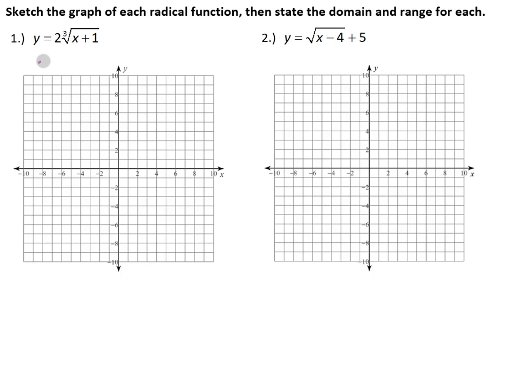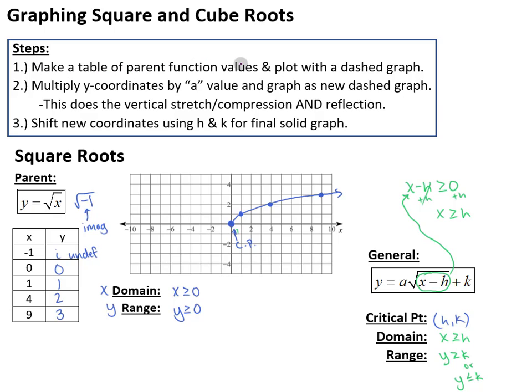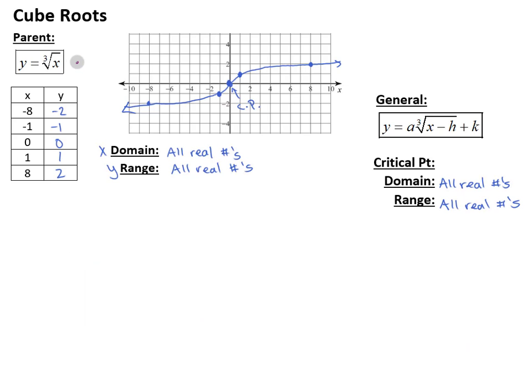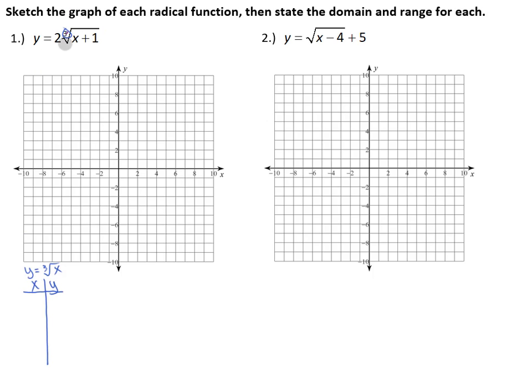Okay, so let's try some examples. It says sketch the graph of each radical function, then state the domain and range for each. For our first one, we're given a cube root graph. If you remember our steps in the beginning, the first thing we want to do is make a table and plot our parent function values, which we're going to steal, since it's a cube root graph. So we start by making a table of cube root values: -8, -1, 0, 1, and 8. The answers we got back for these were -2, -1, 0, 1, and 2.